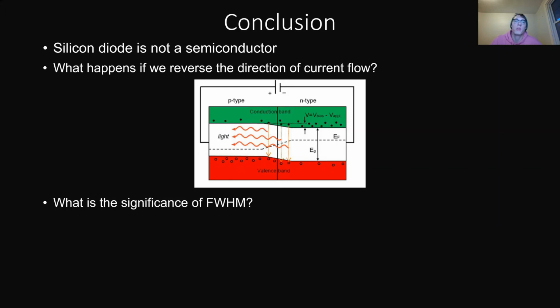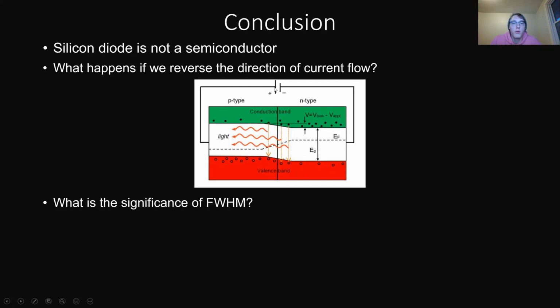Another question that was asked was, what happens if we reverse the direction of current flow? So as we can see in this diagram, current flows from the negative to the positive terminal through the conduction band and then down into the valence band, in doing so releasing light. Once it's in the valence band, it can then flow around to the positive terminal.